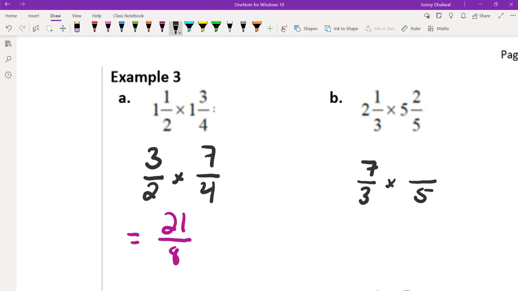Now, is there any simplifying we can do with this one? Yes, Mason? 27 can be divided by 3. Yeah, 9 times. So 3 and 27, we divide this one by 3, we get 1. We will divide this one by 3, we get 9. Is there anything else? No.